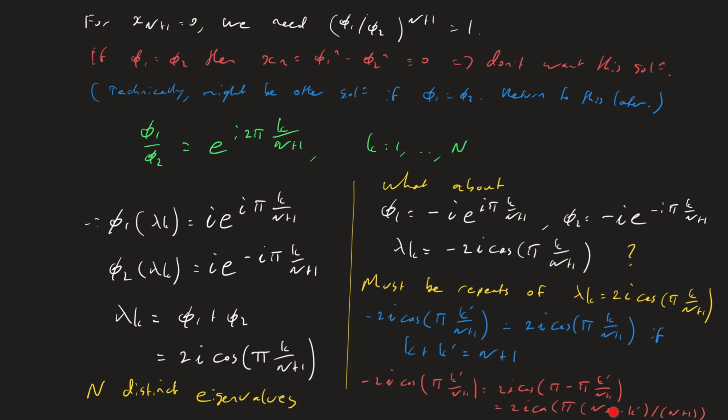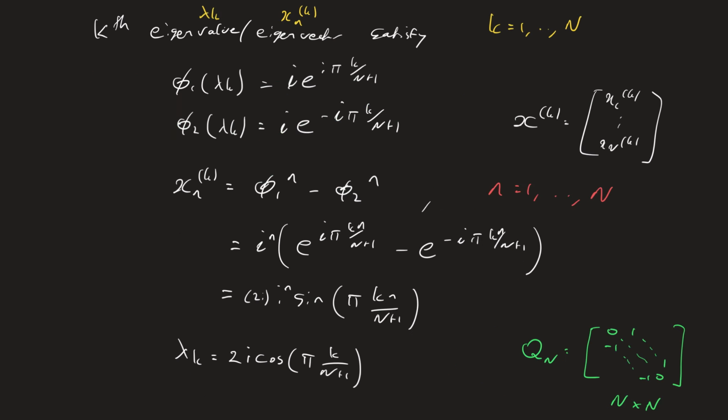Another way of writing this is to say that the k we need satisfies k plus k prime equals big N plus 1. Indeed, from here, our k is equal to big N plus 1 minus k prime. So for any negative solution, we can find a corresponding positive solution over here. This means that the only unique solutions are the ones given over here, which we will stick with going forwards.